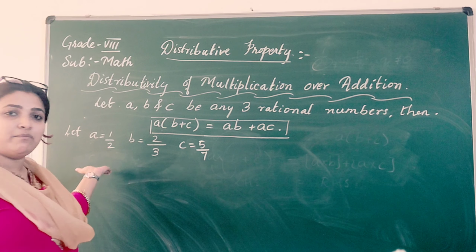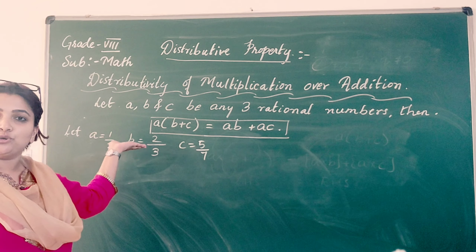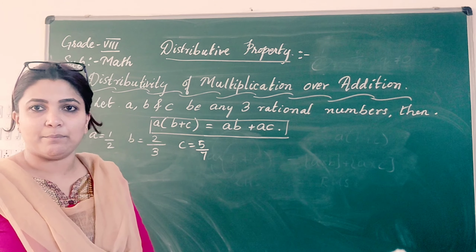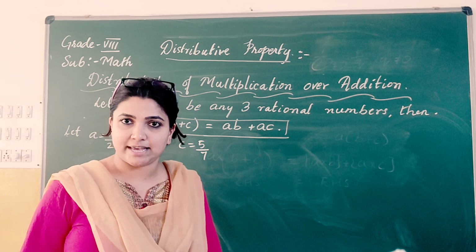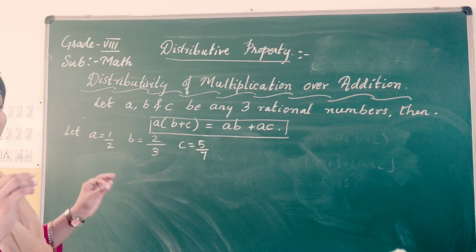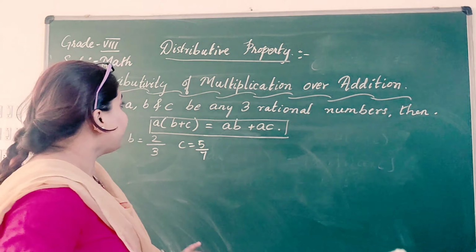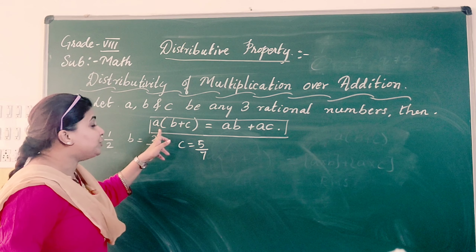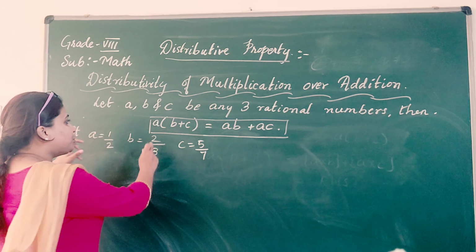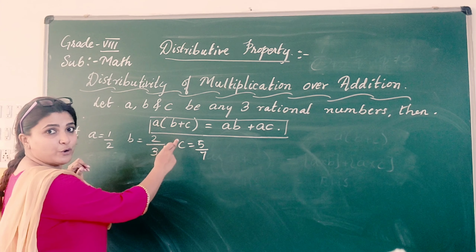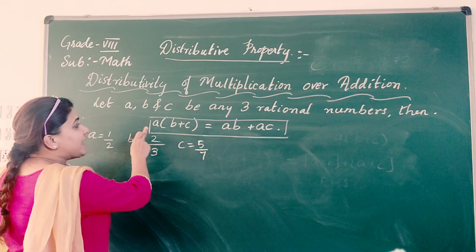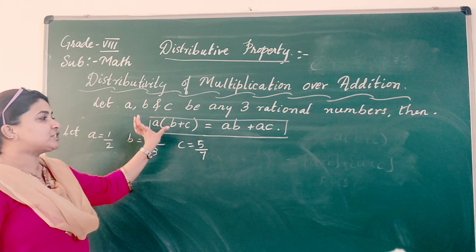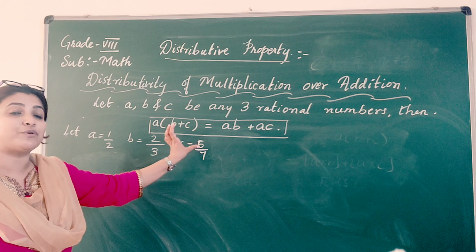Let A be 1 by 2. Okay, let B be 2 by 3 and C nothing but 5 by 7. Any kind of rational number. Any 3 rational numbers I have taken. Now, according to my distributive property of multiplication over addition, that means A into, there is a bracket, right? Do I have a sign in between? No, that means it is A into bracket B plus C. Okay, so this is called my distributive property.